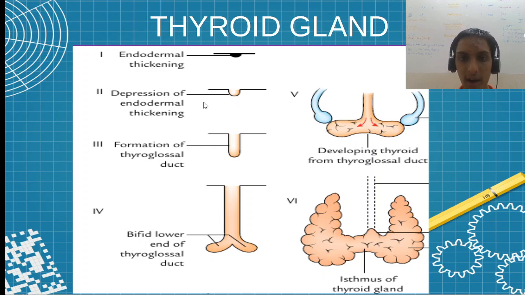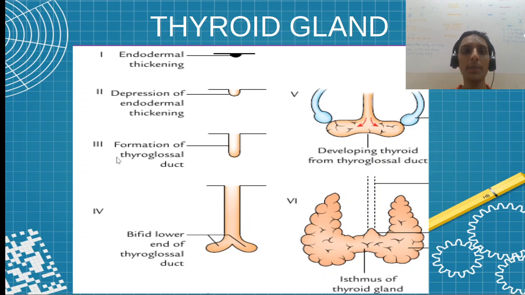Let us see the development. I would like to remind you there is a difference: pituitary is ectoderm, here thyroid is endoderm. Please remember this difference. First of all, there is a depression that develops from the endoderm. Then it expands to form the thyroglossal duct. This is important for us.